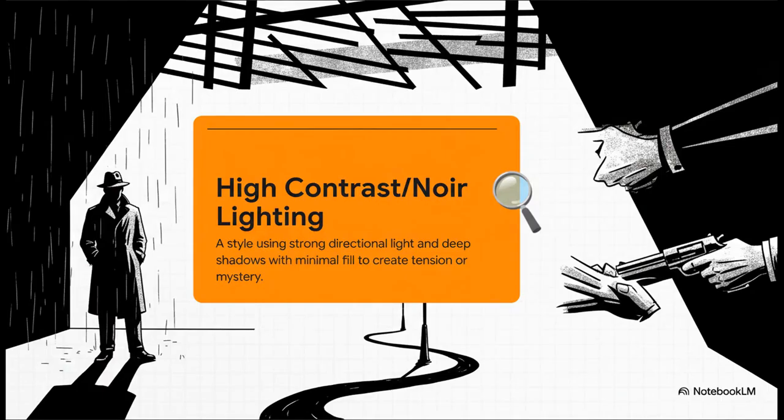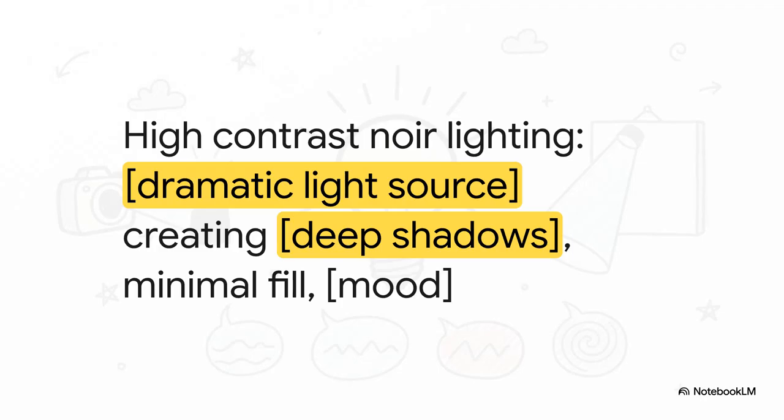Okay, now for something with a bit more drama, high contrast or noir lighting. This style is all about creating tension, mystery. You use a single, strong light source, and you want those shadows to stay deep and dark. It's absolutely perfect for thrillers or any scene where things are a little morally gray. The prompt here is just as direct. The magic words are high contrast and deep shadows. But honestly, the most important part is adding minimal fill. You are explicitly telling the AI, hey, don't soften these shadows. That's what gives you that signature, mysterious, tense look.